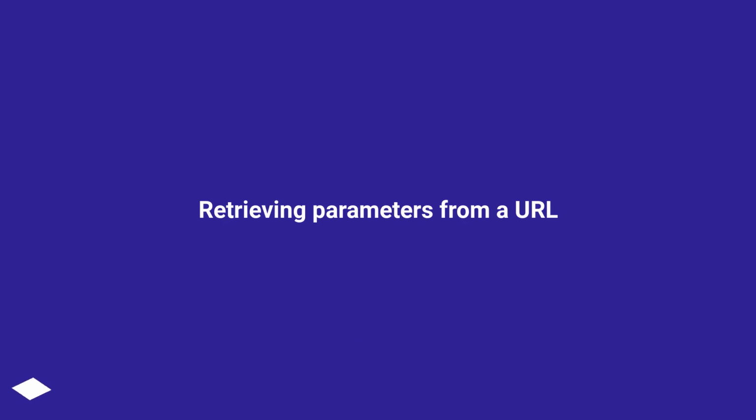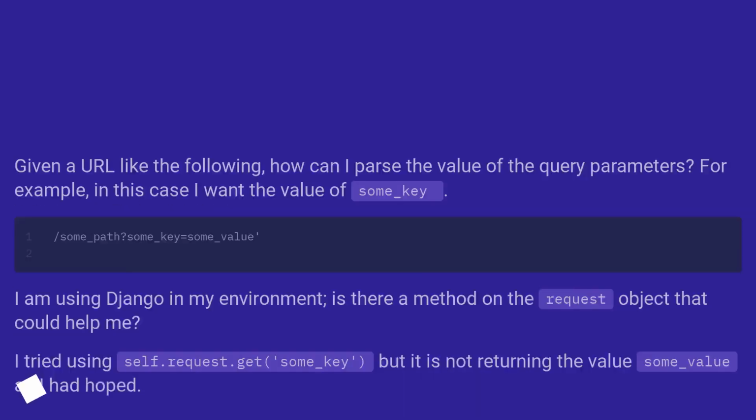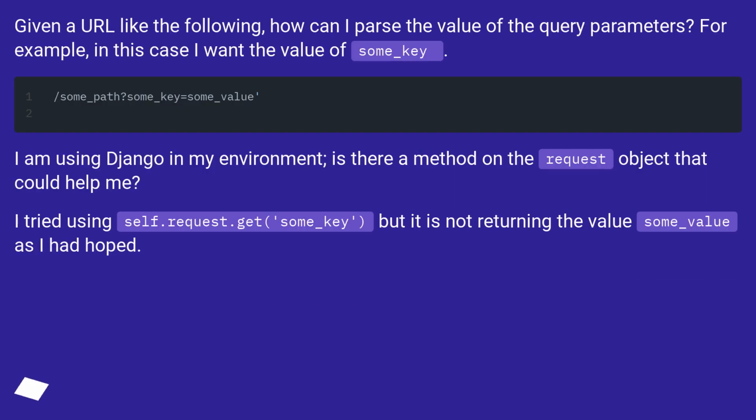Retrieving parameters from a URL. Given a URL like the following, how can I parse the value of the query parameters? For example, in this case I want the value of some_key. I am using Django in my environment. Is there a method on the request object that could help me?